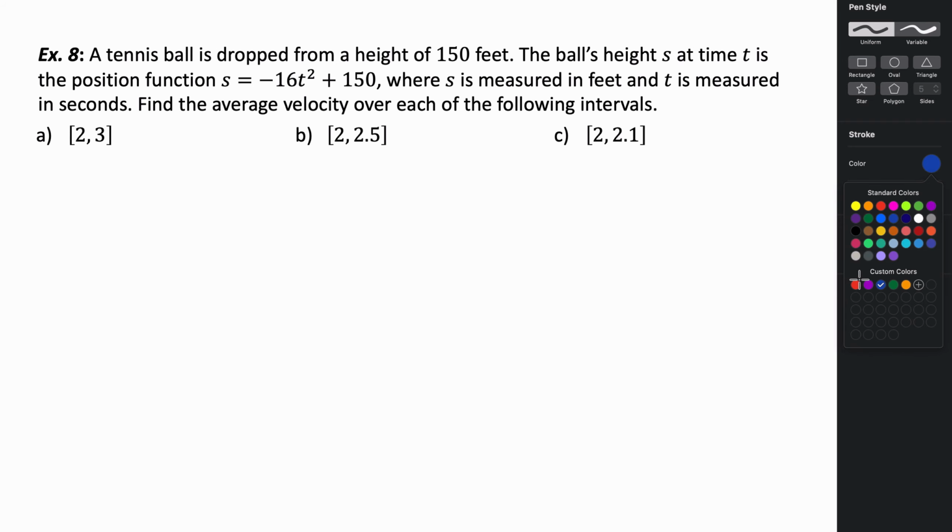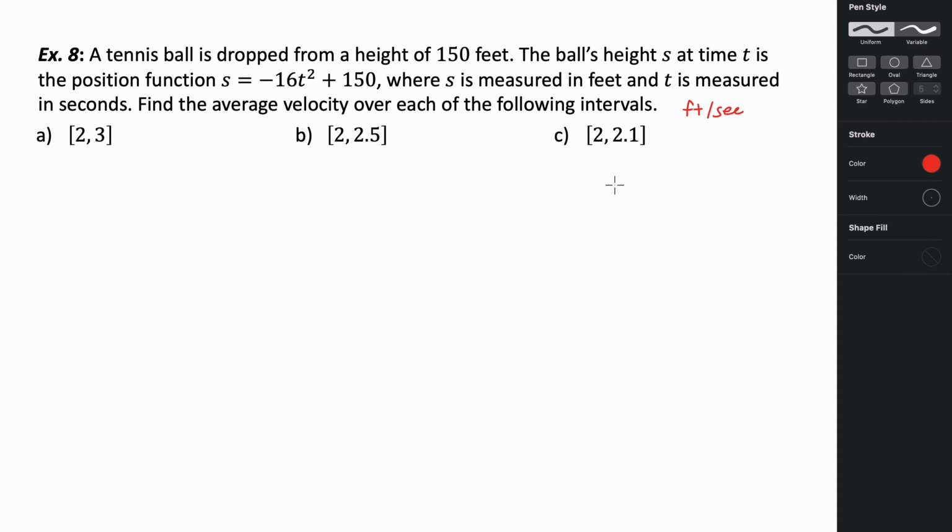In this problem, we have a tennis ball that's being dropped from a height of 150 feet. The ball's height s, that's the position of the ball, at time t is represented by this position function: s equals negative 16t squared plus 150. s is measured in feet and time is measured in seconds, which means we're going to be dealing with feet per second as our velocity, the average velocity.